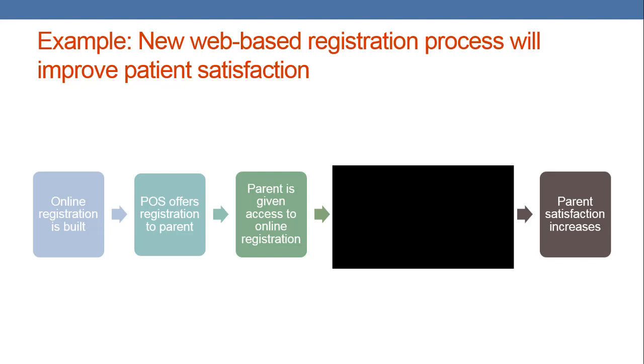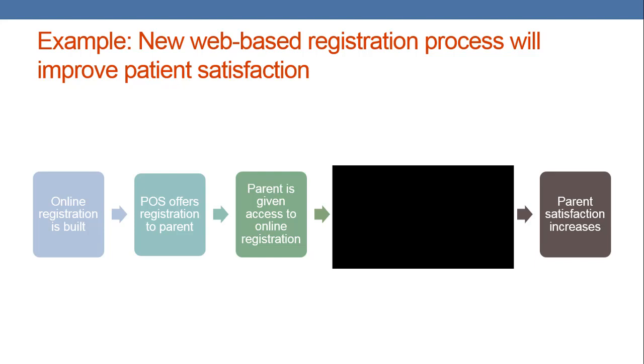So I want to give you an example of an intervention theory and what the process of doing an intervention theory as a group can do for you. I also want to mention the importance of bringing in stakeholders that sometimes aren't always involved with developing improvement processes. This is a very simple intervention theory about building a new web-based registration process with the goal of improving patient satisfaction. And in our case, typically that means parent satisfaction since they're the ones doing the registering.